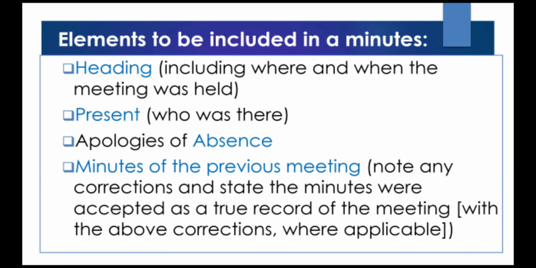So what are the elements to be included in the minutes? So first, the heading. It includes where and when the meeting was held. The next one is the present. Who was there during the meeting? Apologies of absence of the members in the meeting. And the minutes of the previous meeting. Note any corrections and state the minutes were accepted as a true record of the meeting.